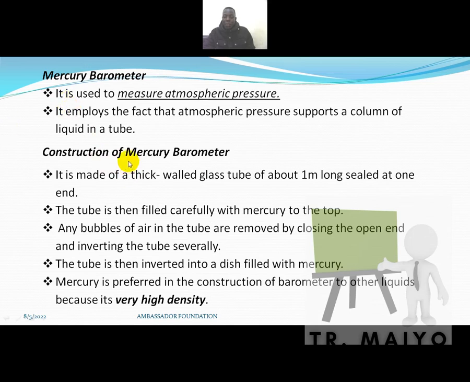I've given you some steps here that you can use to prepare a mercury barometer. So follow it. And there's a point here. Mercury is preferred in the construction of a barometer to other liquids because of its very high density. Yeah, I don't teach English. Create your own statement. That is mine. Correct the grammar.